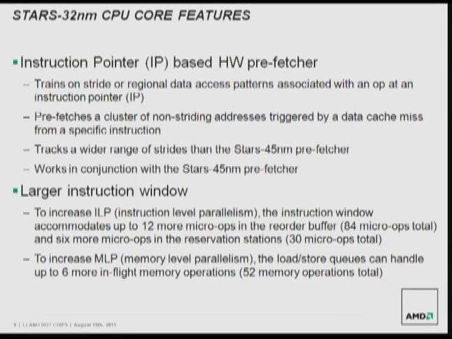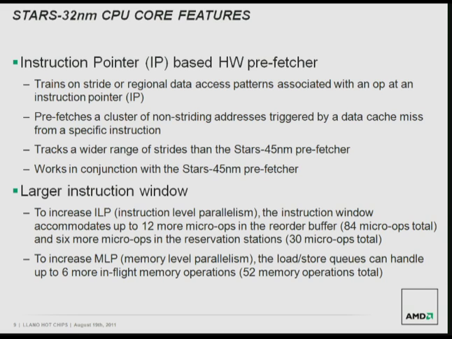So the instruction pointer-based hardware prefetcher trains on a stride or regional data access pattern associated with an operation at a particular instruction pointer. Alan and myself, when we were reviewing the slides, were talking about this concept of the non-striding address. It prefetches on a cluster of non-striding addresses, so that it doesn't have to be a stride. We'll actually figure out what the address pattern needs to be, or what the address range is that we're trying to prefetch. And that will be triggered by a data cache miss from a specific instruction. It tracks a wider range of strides than we did on the STARS 45 predecessor core, and it works in conjunction with the hardware prefetcher so that we maximize performance.